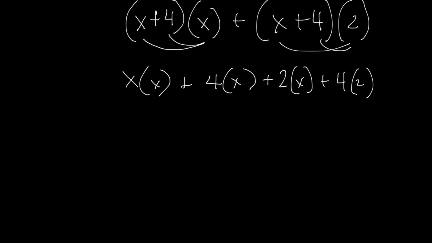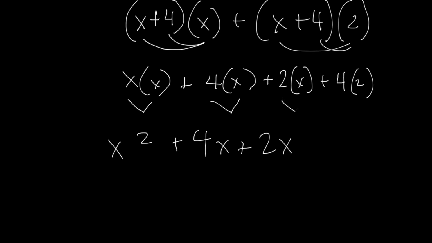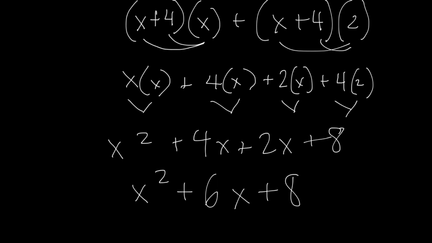So now, when we multiply, we have x squared plus 4x plus 2x plus 8. In this instance, we can combine like terms, and our answer is going to be x squared plus 6x plus 8.